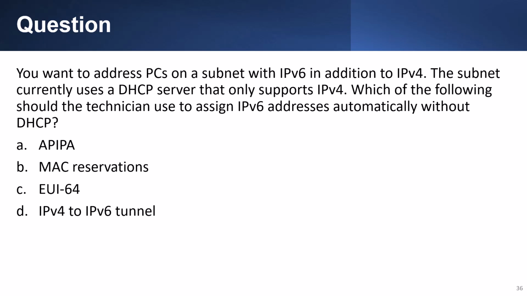Question: You want to address PCs on a subnet with IPv6 in addition to IPv4. The subnet currently uses the DHCP server that only supports IPv4. Which of the following should the technician use to assign IPv6 addresses automatically without DHCP? Answer: EUI64.